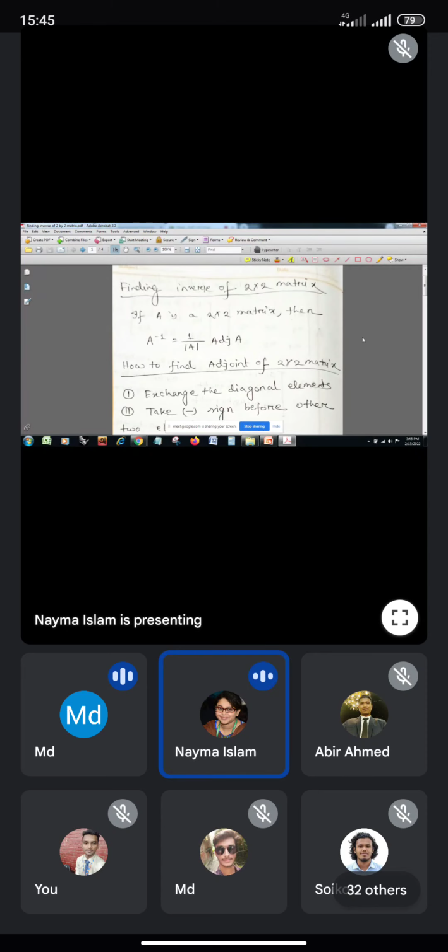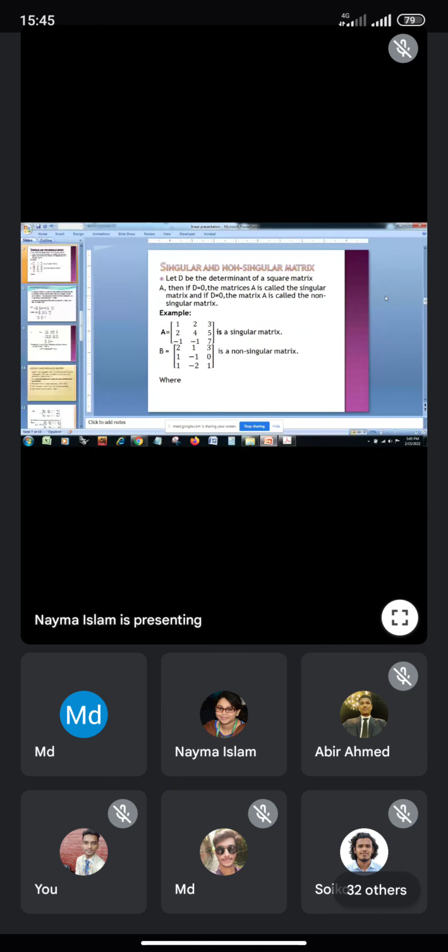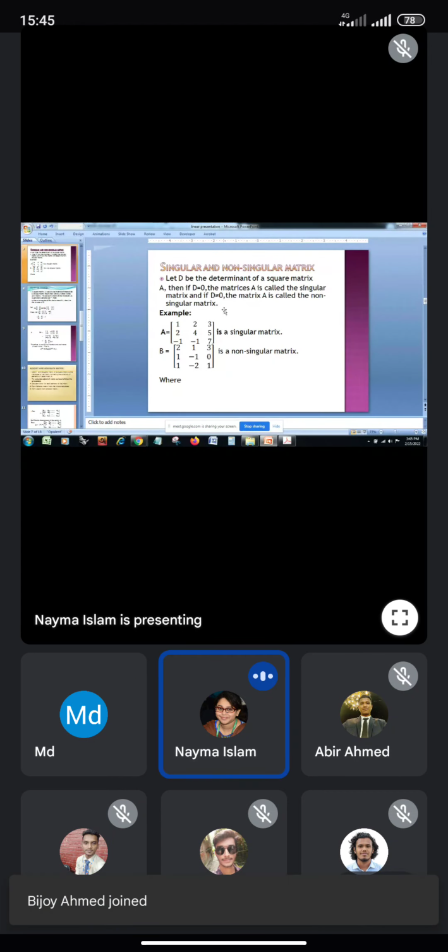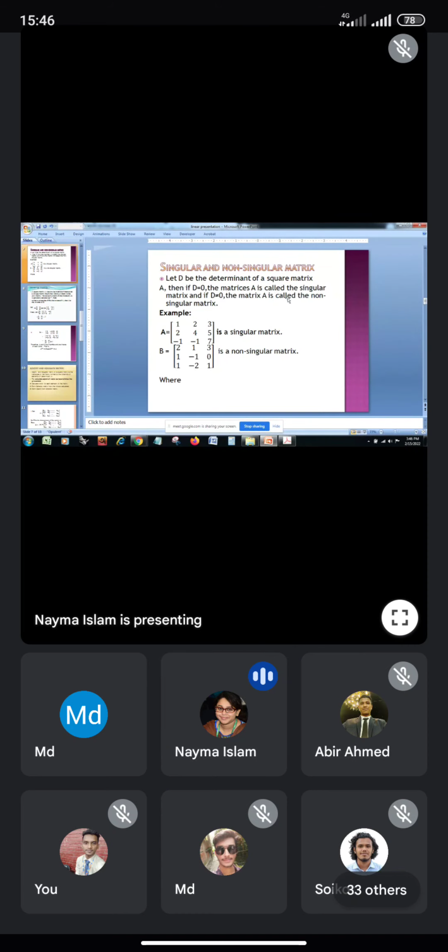What is the definition? In this slide, the line above says that if the determinant is zero, the matrix is called singular, and yes, these lines are correct. If the determinant is zero, it is singular. If the determinant is not zero, A is non-singular. This definition is correct. The mistake is in the matrix.